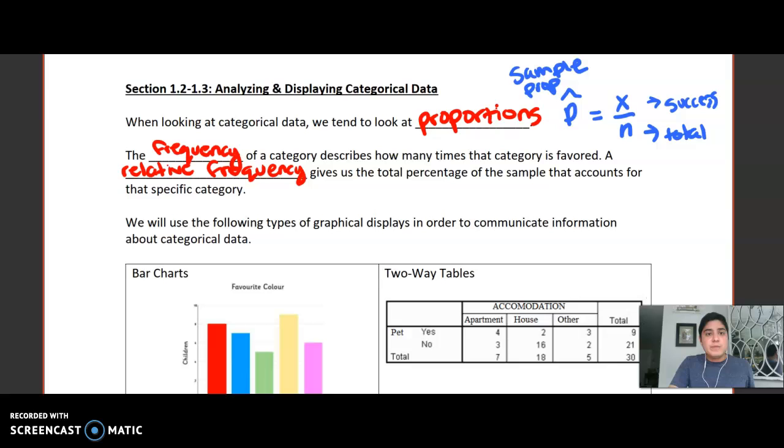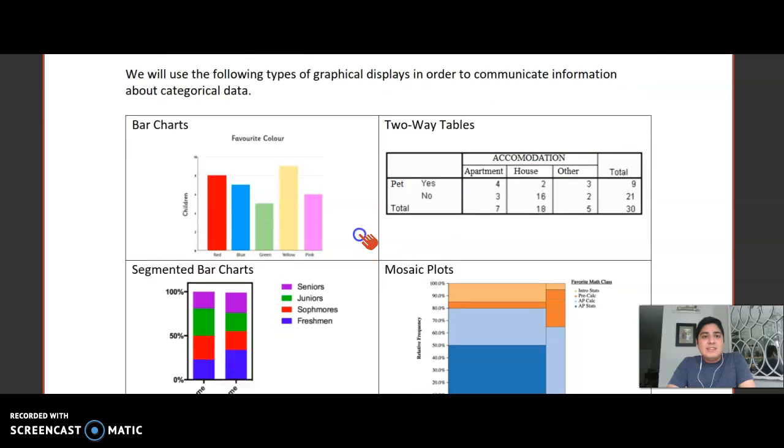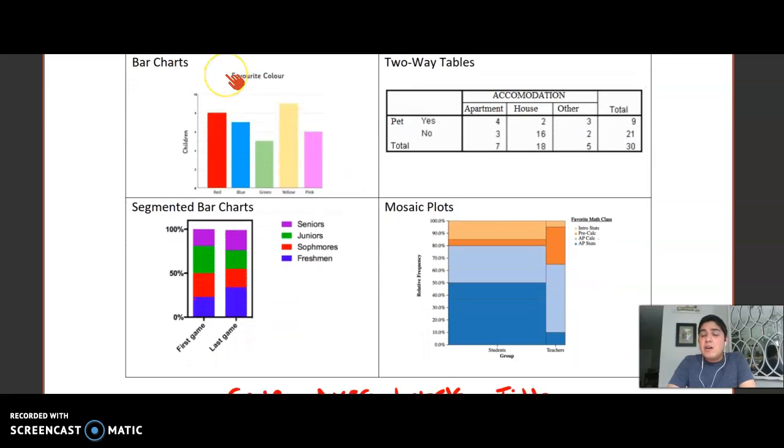Now, the frequency is how we display these values, and the frequency of a category describes how many times that category is favored. And then a relative frequency gives us the total percentage of the sample that accounts for that specific category. So we'll use the following 4 types of graphical displays to communicate information about categorical data. And so we are familiar with bar charts, hopefully.